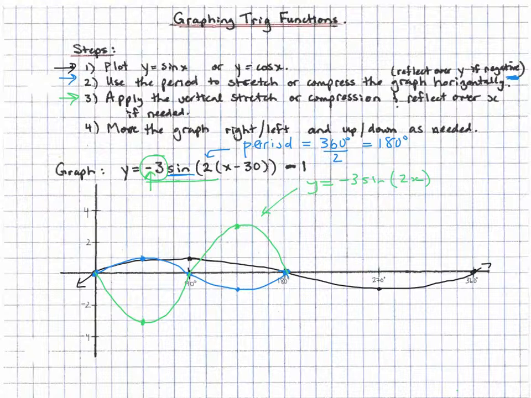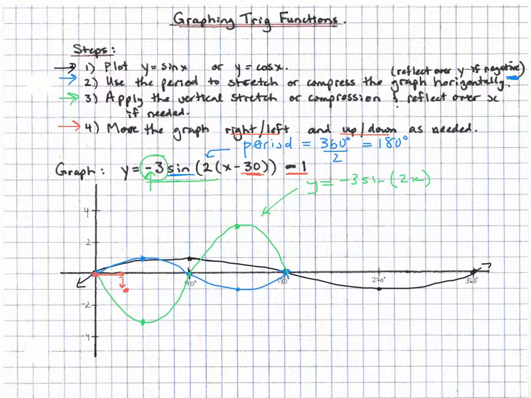Now my last step, I'm going to move my graph right or left if I need to, and up and down. I'm going to combine that in one step here. So this part says I'm moving to the right 3 units and I'm moving down 1. So I'm going to take this point at the origin, I'm going to move it to the right 30 degrees. Now I've set each square up here to be 15 degrees, so I'm going to go right by 2, and I'm going to move down 1. So that point is now going to land here.